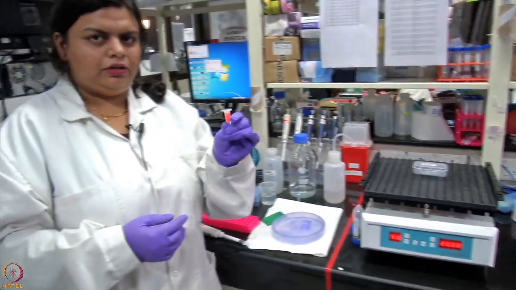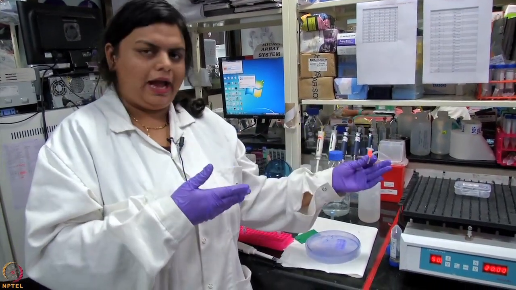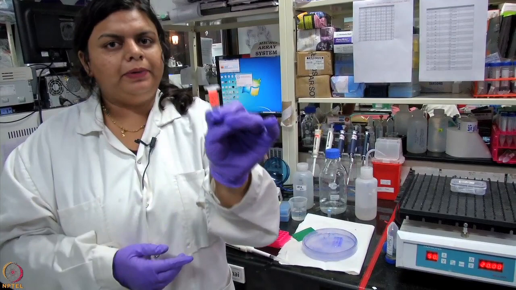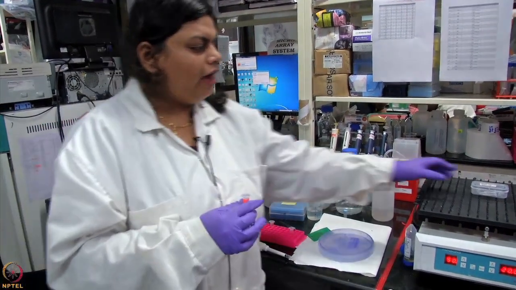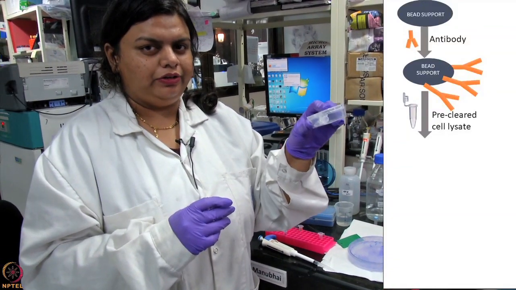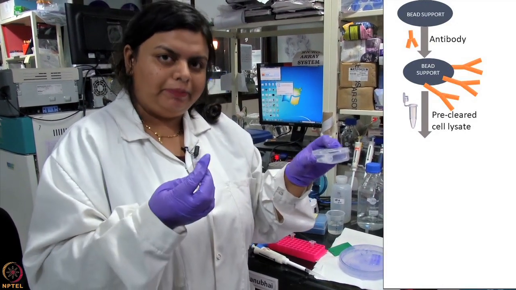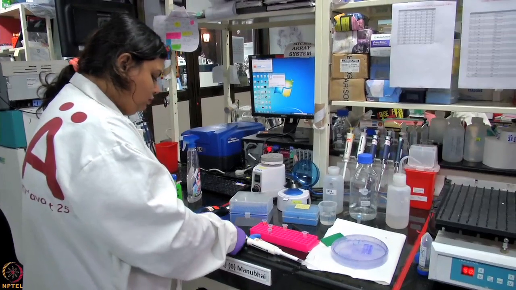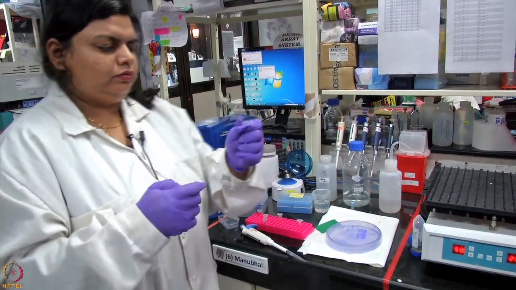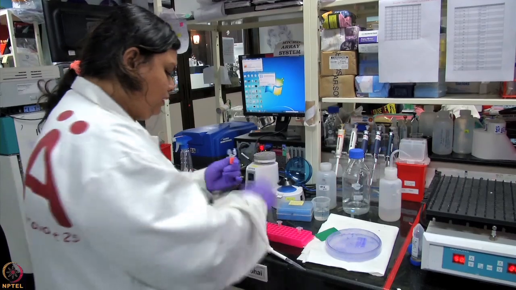Similarly, for the lysate, you can do the same step wherein, instead of the antibody, you incubate the lysate with the bead. Here there is already a pre-cleared lysate, and after this step is done, your beads are already containing the antibody of your interest. We will now put the pre-cleared lysate into the antibody bead conjugate. So here the beads have your antibody, and now we will add the pre-cleared lysate.